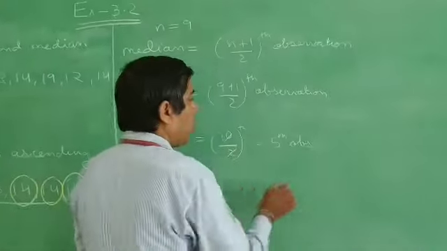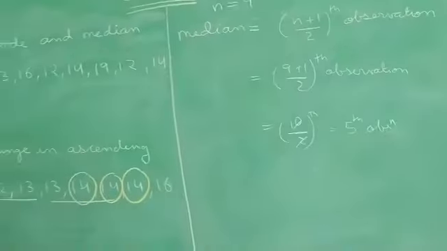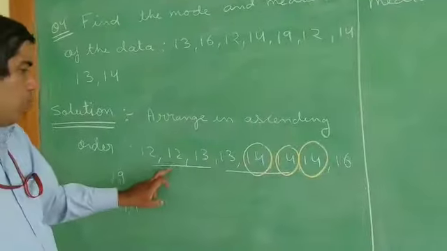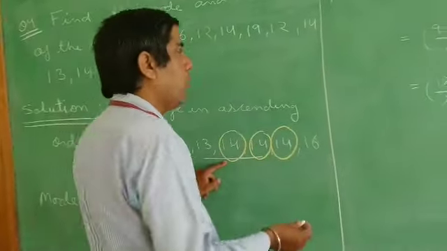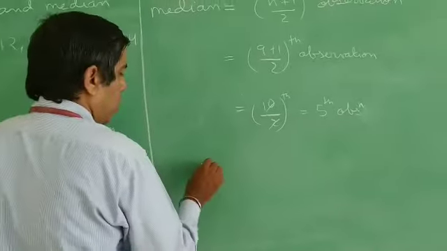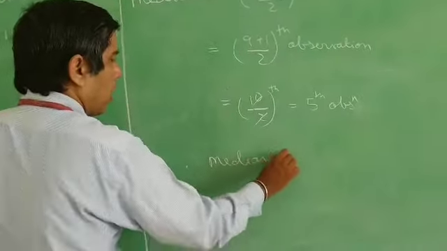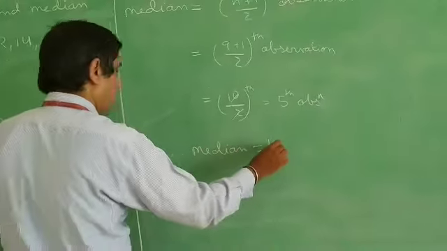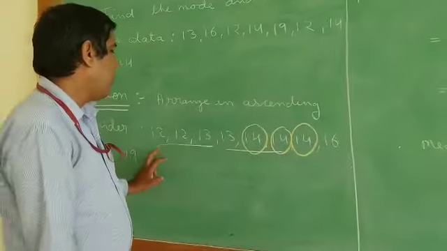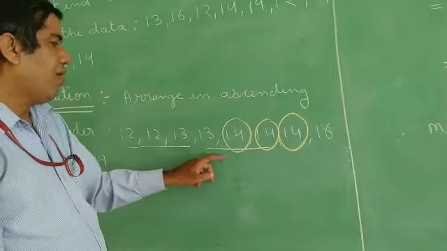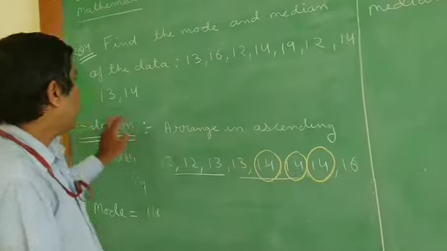I am writing in short here. 5th observation. So which is the 5th observation? Just see now, 1, 2, 3, 4, 5. So 5th observation is what here? Therefore write median is equal to 14. Right? You can see, therefore median is equal to 1, 2, 3, 4, 5. So median is 14.